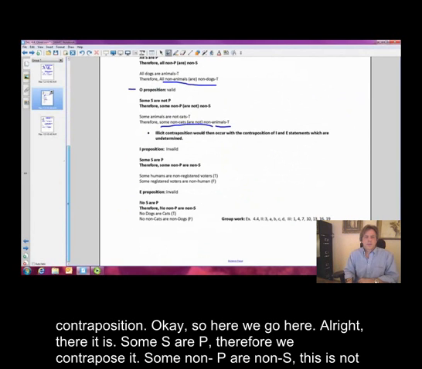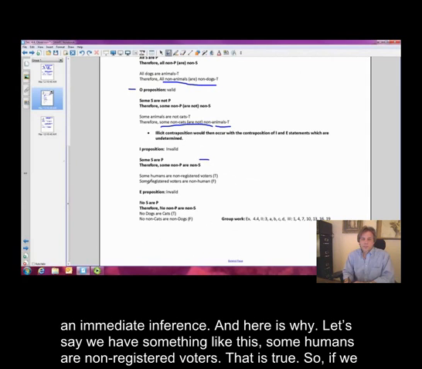Okay, so here we go. Alright, there it is. Some S are P, therefore, and we contrapose it, some non-P are non-S. This is not an immediate inference, and here's why.